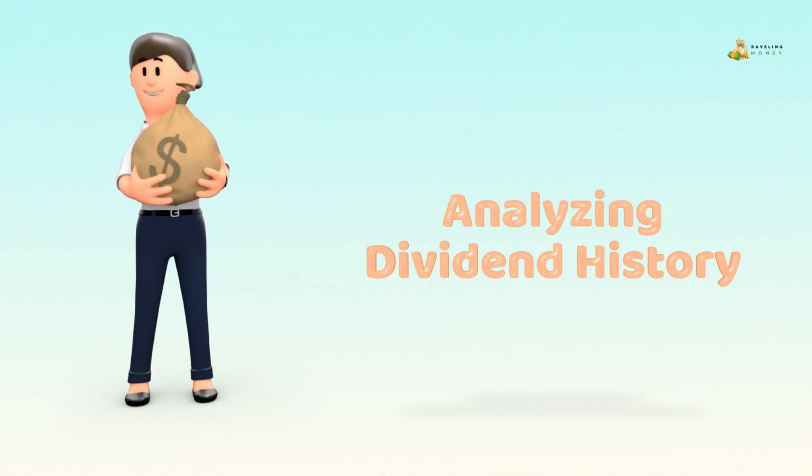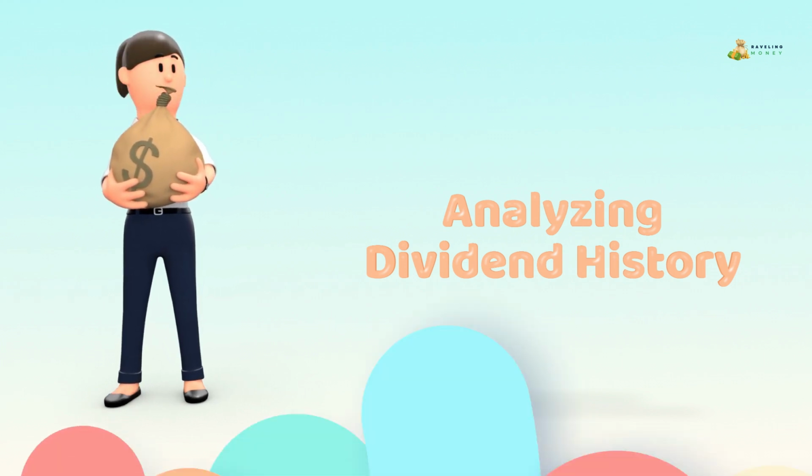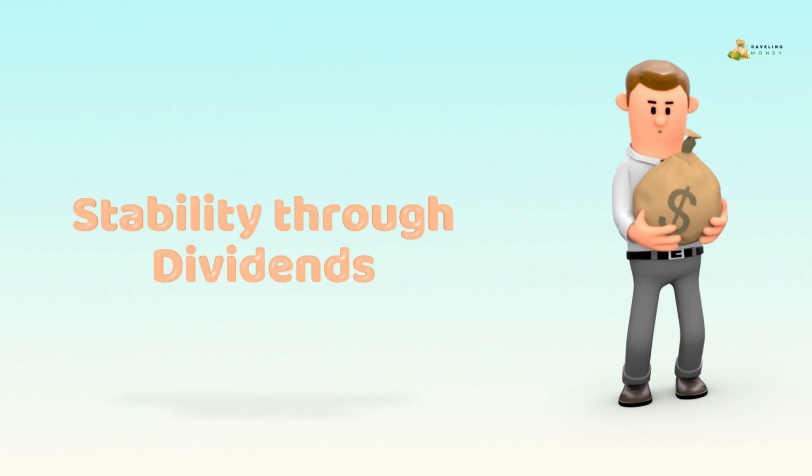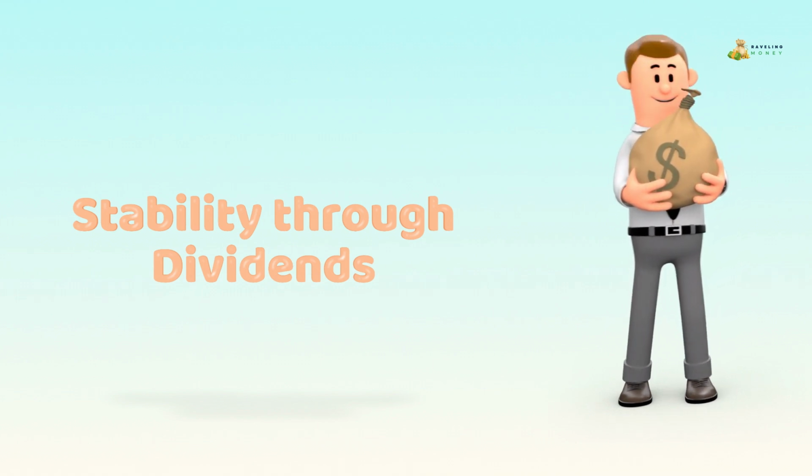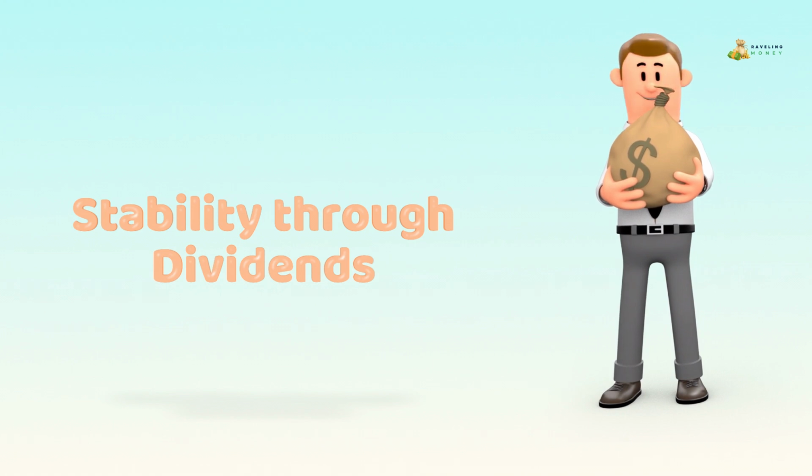Consistent dividend payments often indicate financial stability. A history of regular dividend payments demonstrates that a company has a stable financial position and is capable of generating cash flow to reward shareholders.